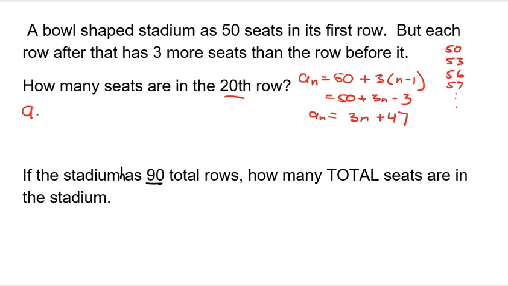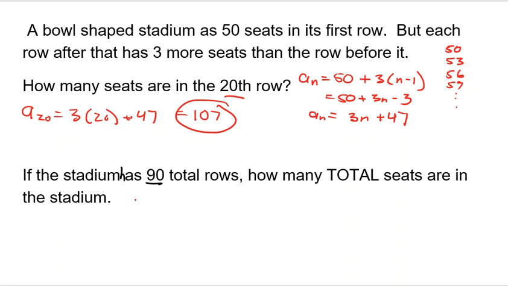So how many seats are in the 20th row? All I got to do is plug in 20 for the 20th row. And grab my calculator. 3 times 20 is 60 plus 47 is there's 107 seats in that 20th row. Now the stadium has 90 rows. How many total seats are in there?